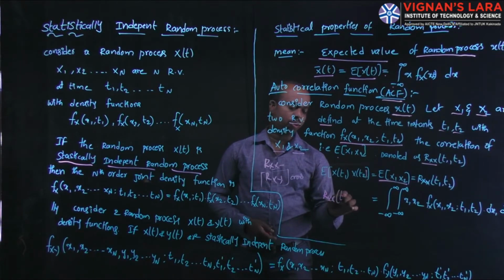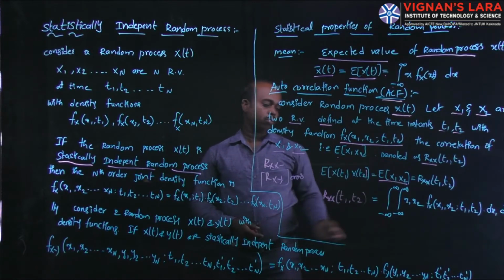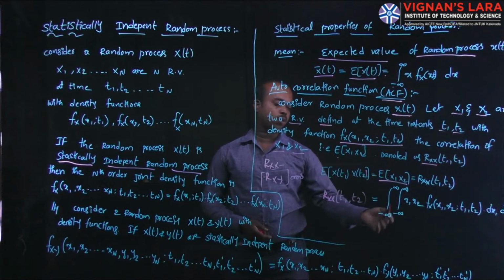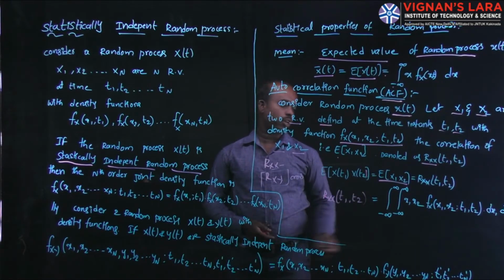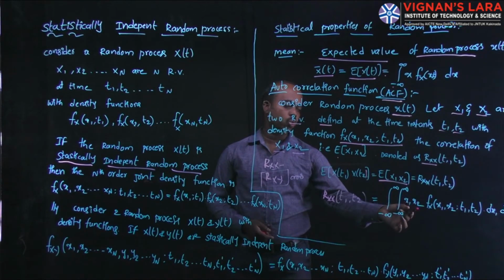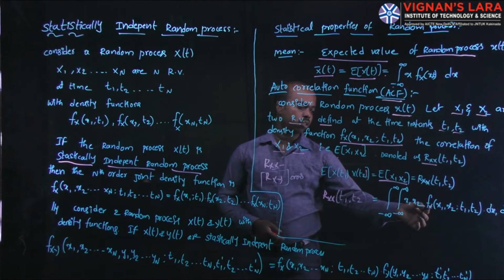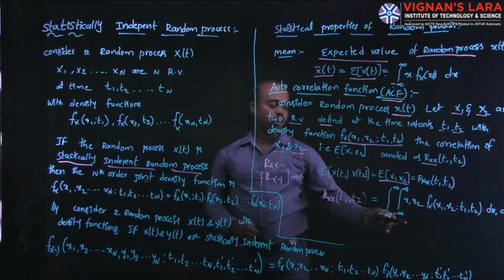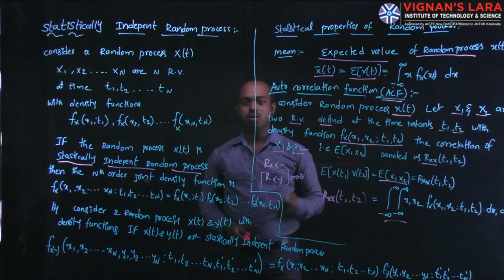rxx of t1 comma t2 is equal to integral minus infinity to plus infinity for x1, and second integral minus infinity to plus infinity for x2, of x1 x2 and the joint density function fx of x1 comma x2 and t1 comma t2, with respect to x1 and x2. This is the formula for the autocorrelation function of random process x of t.